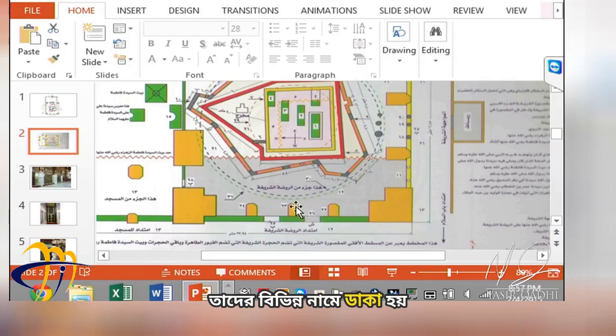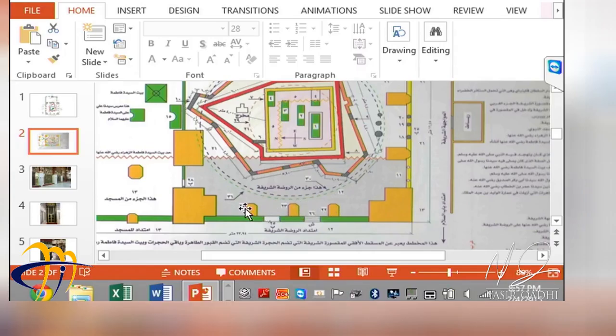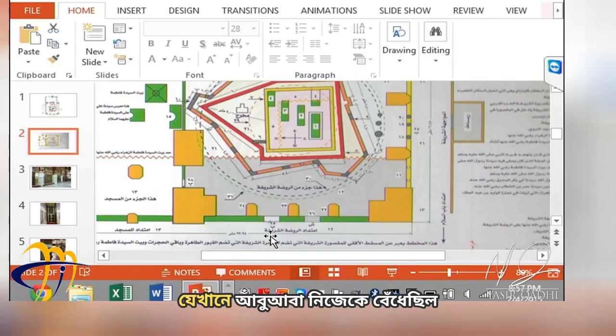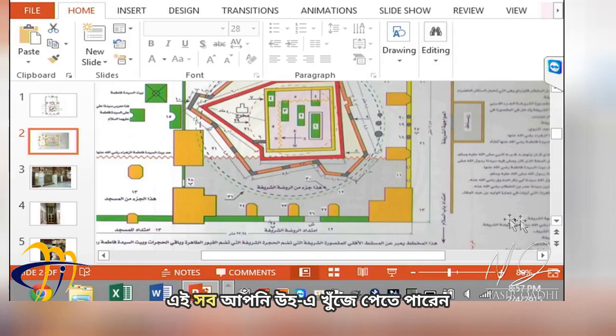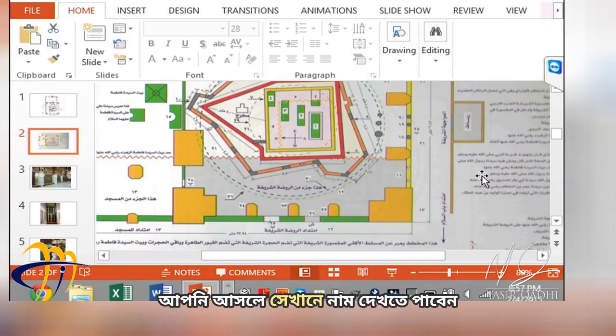They are called various names. So, for example, we have the pillar of the delegations, the pillar of the tying up, the Tawbah, where Abu Lubaba tied himself up. All of this you can find, and if you look carefully, you will actually see the names over there.